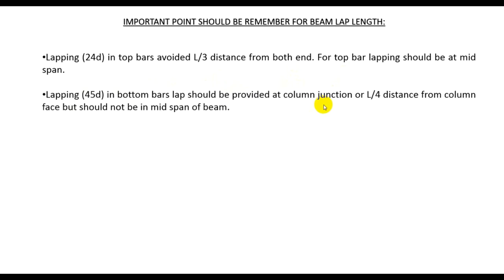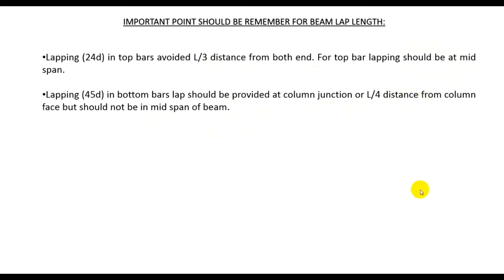And the lapping 45D in the bottom bar should be provided at the column joint or within L4 distance from the column face, but not at the mid span of the beam. So for the top bar, the lapping joint should be at mid span, and for the bottom we shouldn't use it at mid span; we'll use it within the column face to L4 distance of the beam.